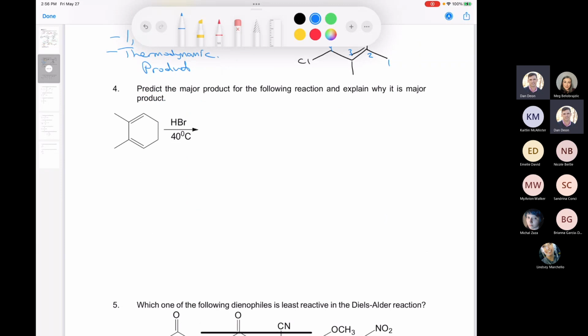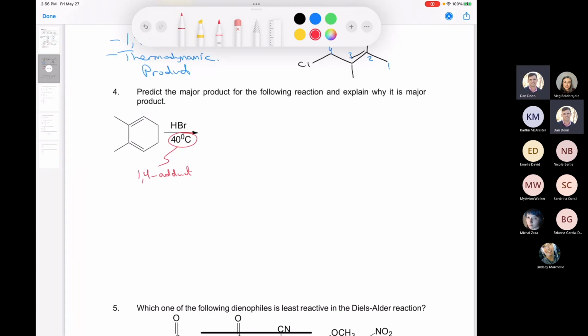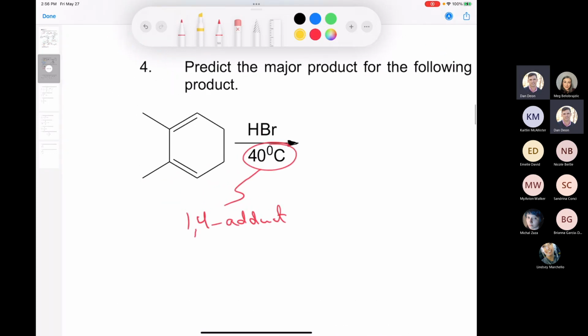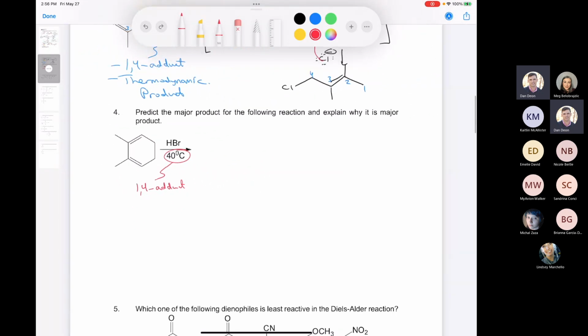Question 4, predict the major product of the following reaction and explain why it's the major product. Well, again, we're going to get the 1,4 adduct because we're at 40 degrees Celsius, so 1,4 adduct, which again is the thermodynamic product. So first, let's draw the addition of HBr across one of these double bonds to give us an allylic carbocation. Since there is a plane of symmetry down this molecule, it wouldn't matter where you added the proton. As long as you either add the proton here or here, you're going to end up with an allylic carbocation. Doesn't matter which side. I'm just going to add it to the top, but again, it doesn't matter at all.